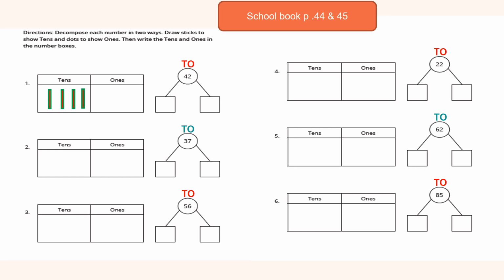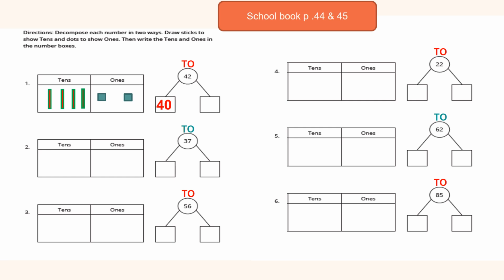Let's decompose 42. How many zeros do we have in tens? Only 1. So 4 with 1 zero, it will be 40. How many zeros do we have in ones? Nothing. So 2, it will be 2 as it is.